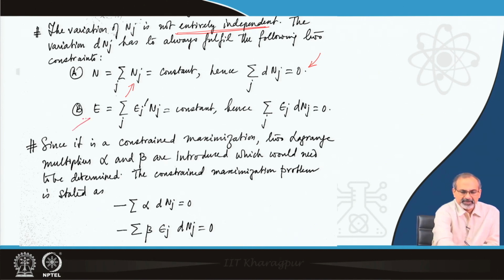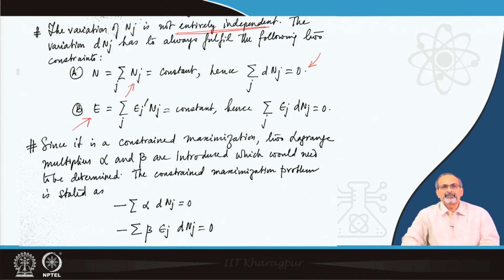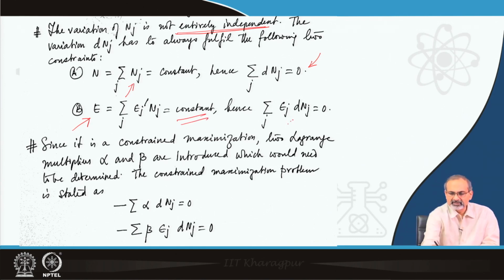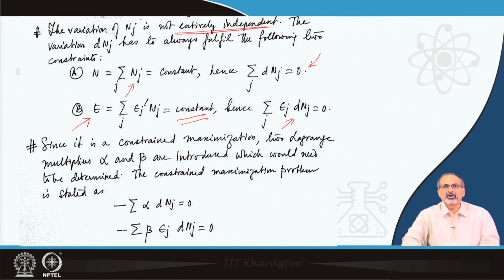And in terms of energy, you have epsilon j dash Nj summed over all levels, giving you a constant value. So, if there is a change in Nj, a differential change, then when you sum epsilon j dash dNj, that should give you 0 when summed over all the levels. Now, since you are imposing certain constraints and then you are trying to maximize a certain function, here in our case it is W, therefore, it is basically a problem of constraint maximization.